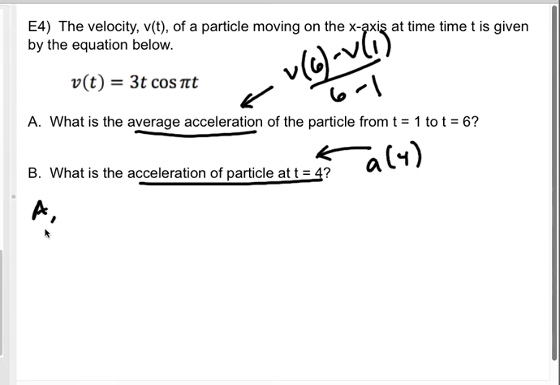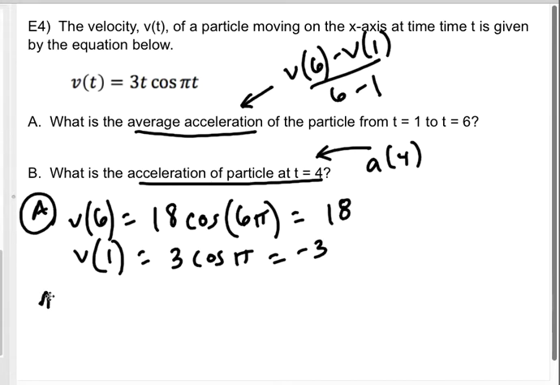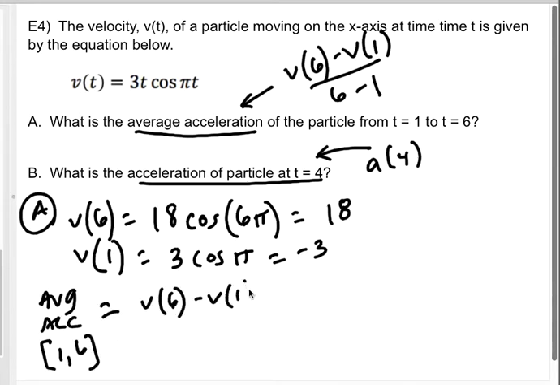So let's go ahead and walk through A, right? So for A, v of 6 is going to be 18 cosine of 6 pi, which is just an 18. V of 1 is going to be 3 cosine of pi, which should be a negative 3. So my average acceleration on the window from 1 to 6 should be v of 6 minus v of 1 over 6 minus 1. You absolutely want to communicate that that's what you're doing. You don't just want to write the numbers.